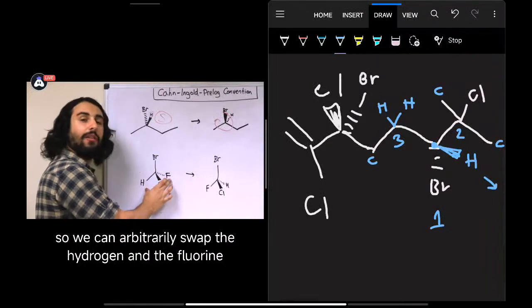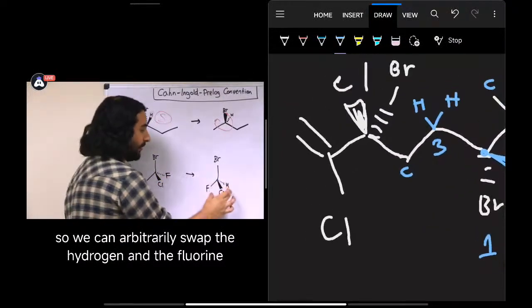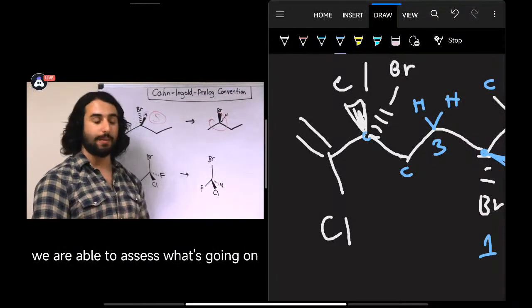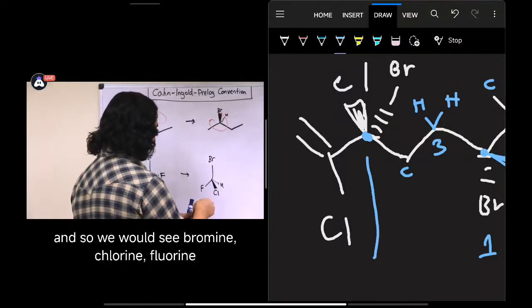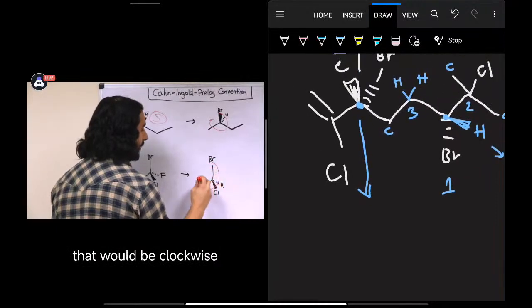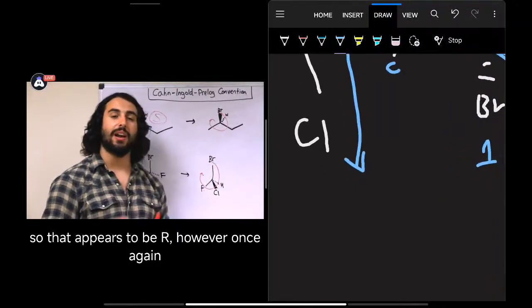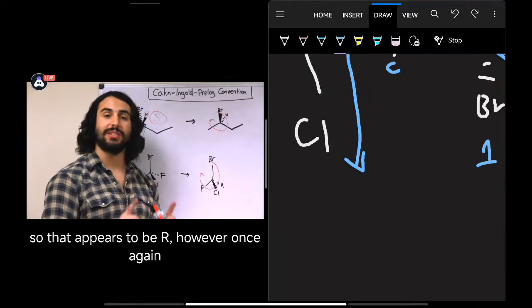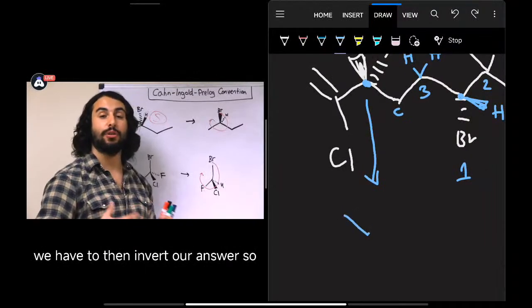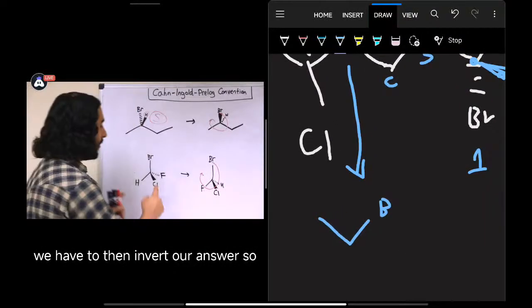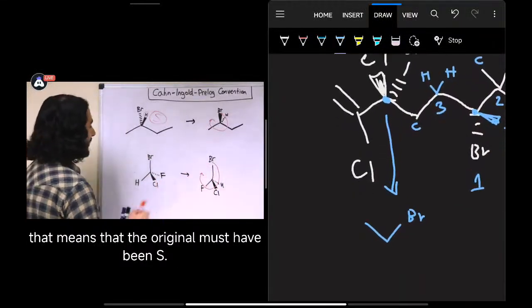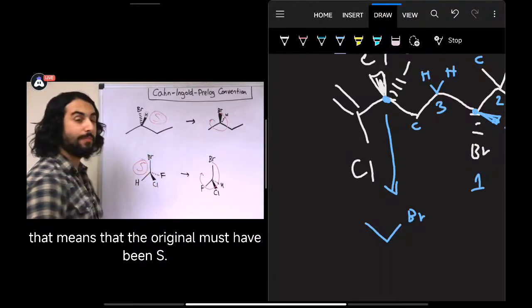So we can arbitrarily swap the hydrogen and the fluorine like this, and now, simply by looking in the direction towards the board, we are able to assess what's going on. And so we would see bromine, chlorine, fluorine. That would be clockwise, so that appears to be R. However, once again, if we do this kind of cheating thing, we have to then invert our answer. So in inverting the stereocenter, we made something that looks like R. That means that the original must have been S.